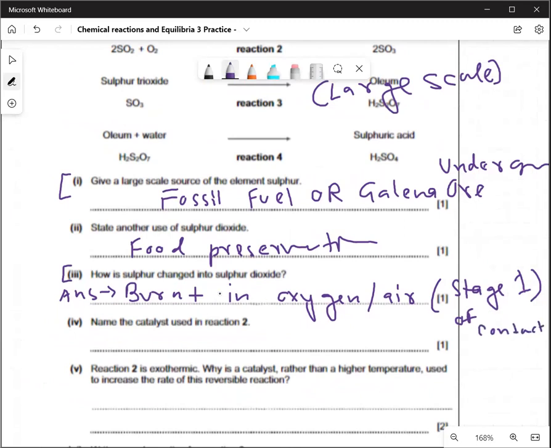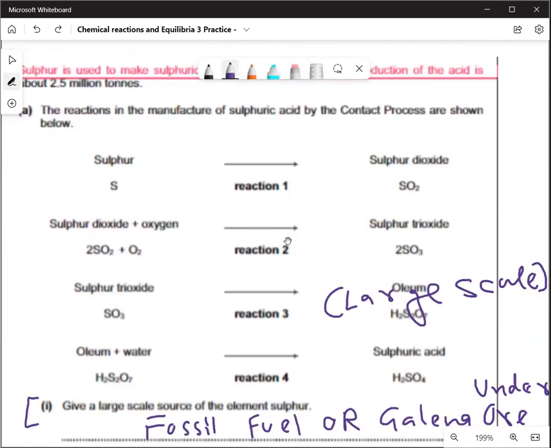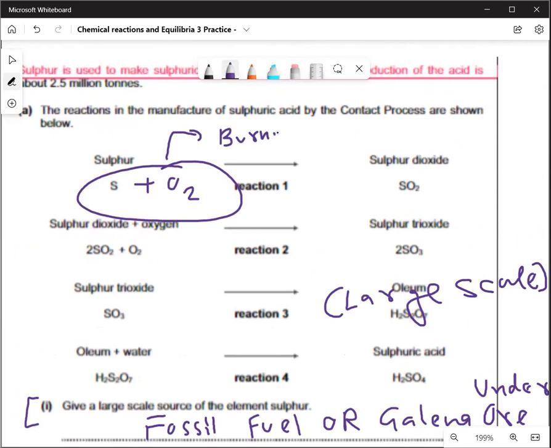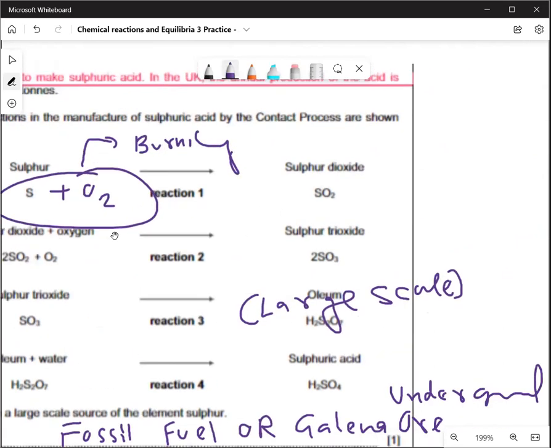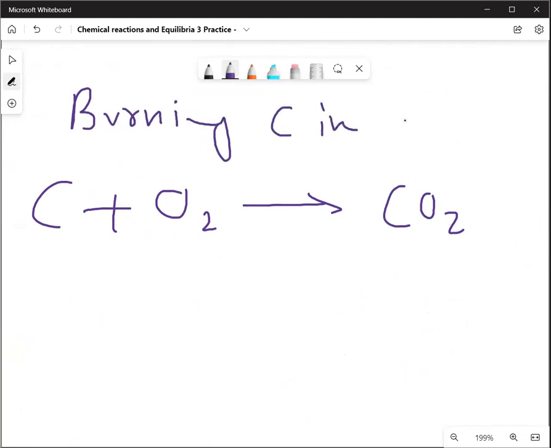So now they're asking you the name of the reaction. We know what stage one is. We know it's going from sulfur to sulfur dioxide, but the name of that reaction is burning it in air. Because we know that S reacts with oxygen, yes? This reacting with oxygen is called burning. Is that clear? Reacting with oxygen is always burning. What if I react carbon with oxygen? What is the name of this reaction? This will be called burning carbon in oxygen, sorry, not air, oxygen. That's the exact answer. So that's it.